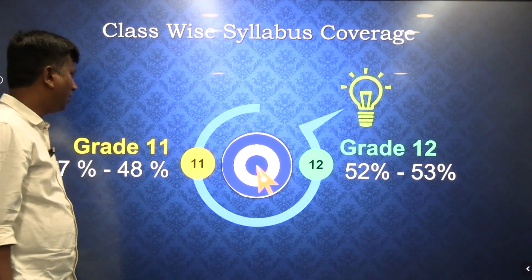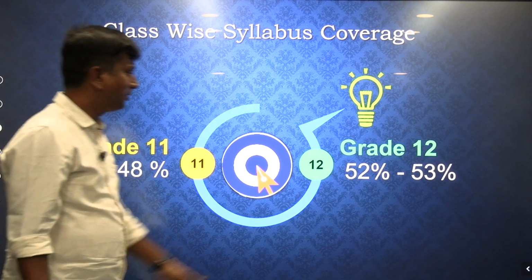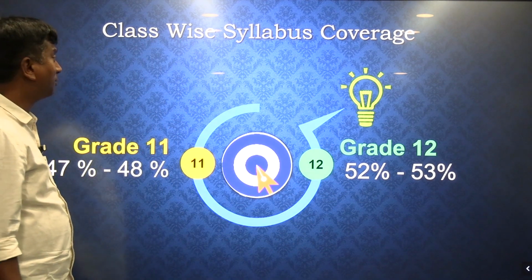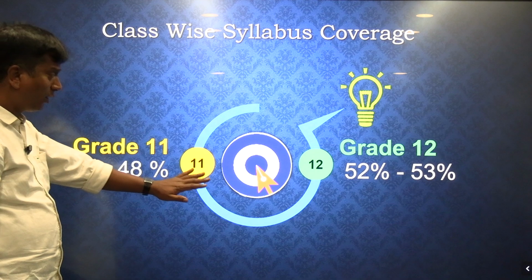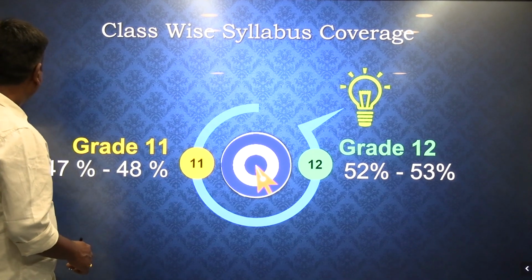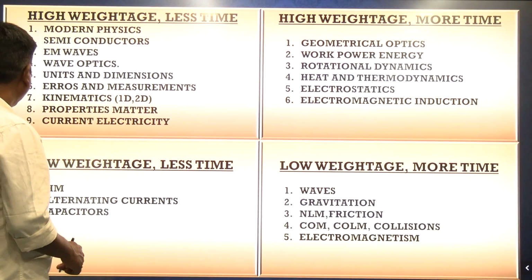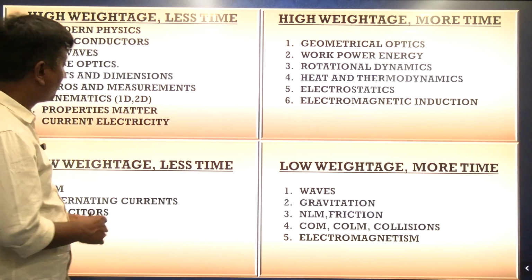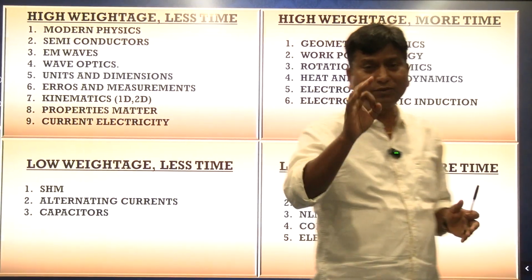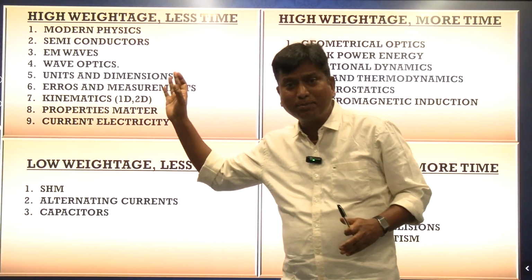Yeah, first year we got around 47-48%, and second year we got around 50-53% of the syllabus. Okay, this is how it happened, right? Next, this is one of the important tables, which students have to follow even for the April session also.